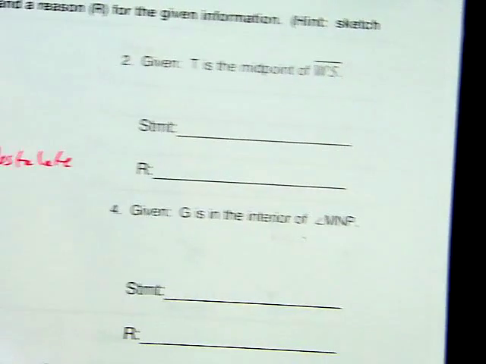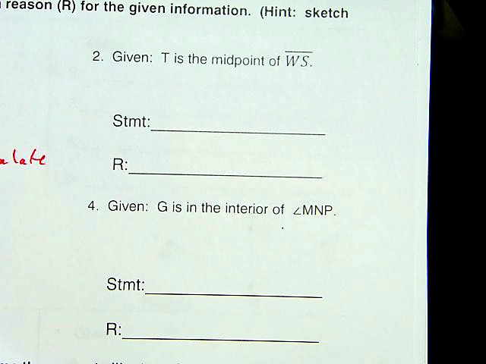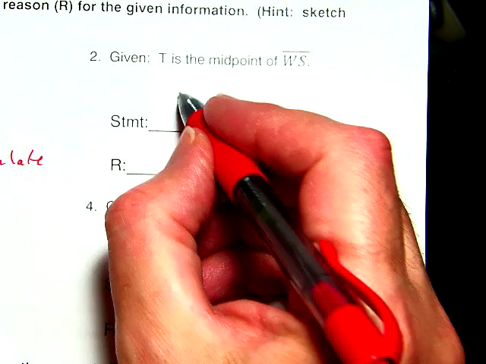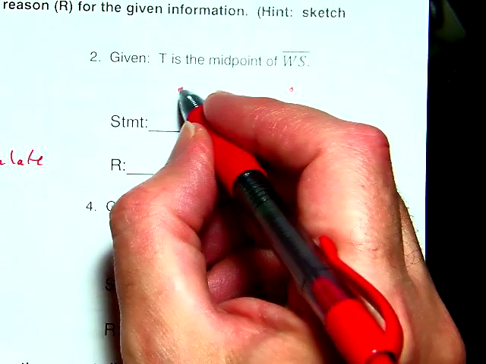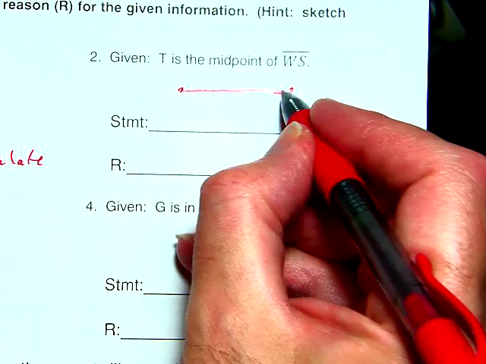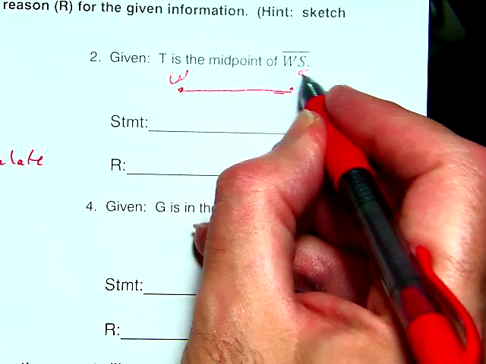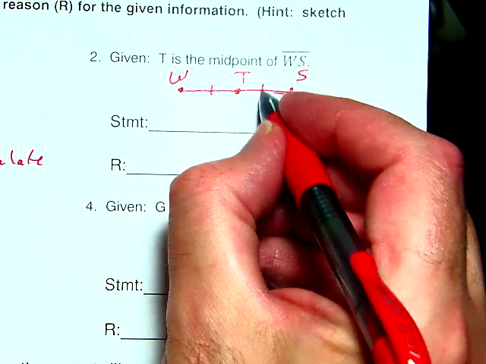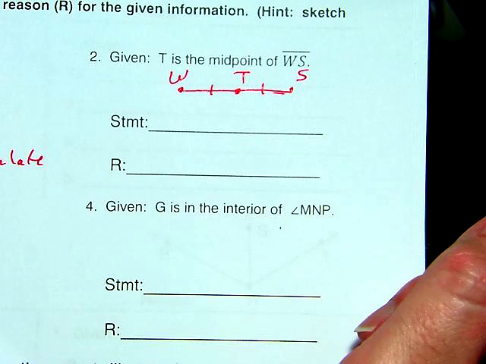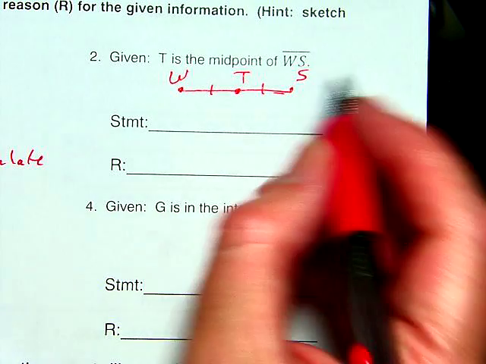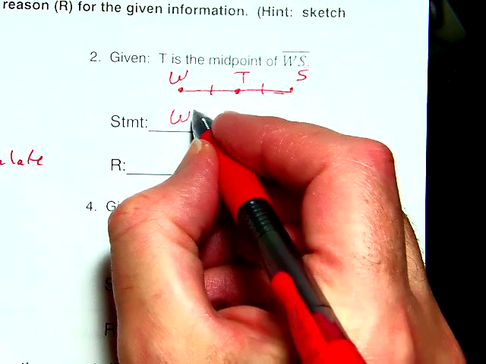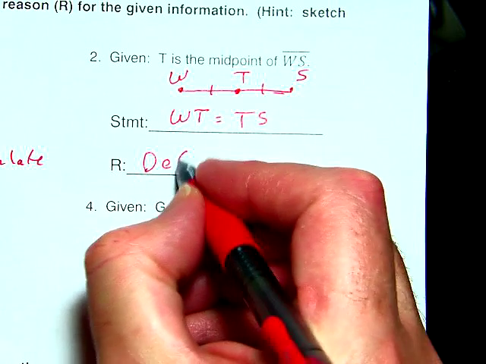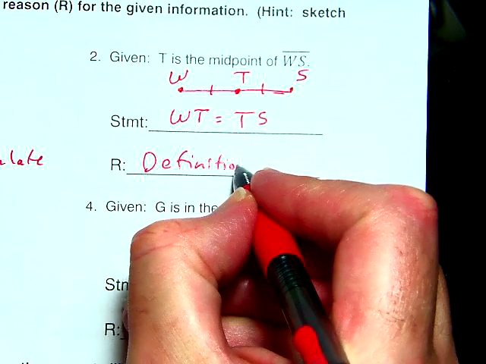Going over to number 2, we're given that T is the midpoint of line segment WS. So let's go ahead and draw a picture. So we've got a line segment WS with points W and S, and T is the midpoint. So we know that those smaller line segments are congruent. So we can say that the measure of WT equals the measure of TS, and that's because of the definition of midpoint.